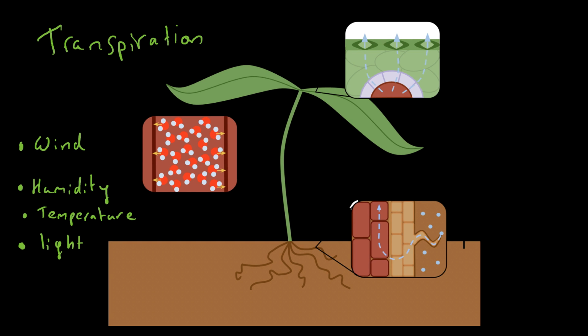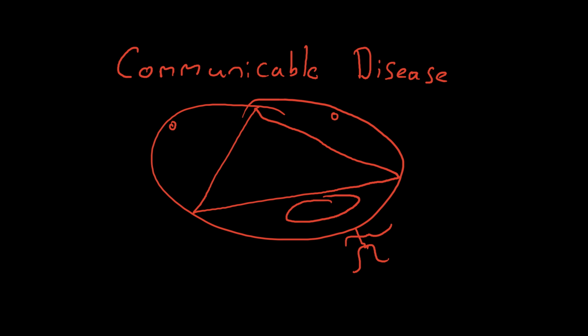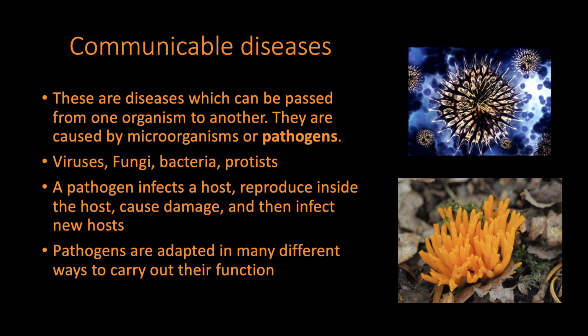So now let's have a look at communicable disease. So what is a communicable disease? This is a disease which can be passed on from one organism to another, and they're caused by microorganisms, which we call pathogens. They can be things like viruses, fungi, bacteria, or protists, and we're going to go into those in a second. A pathogen infects a host, reproduces inside the host, causes damage, and then infects a new host. That's how they get around, that's how they spread.